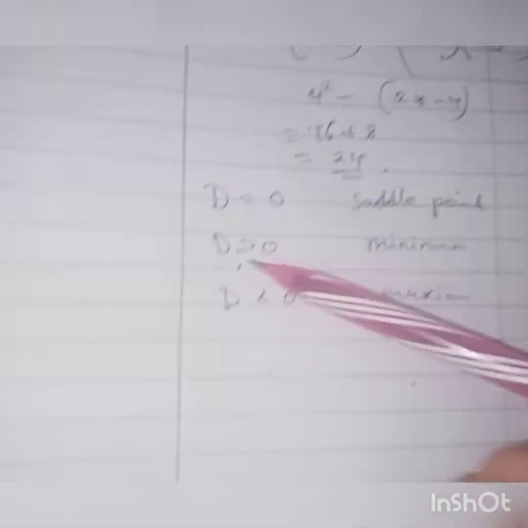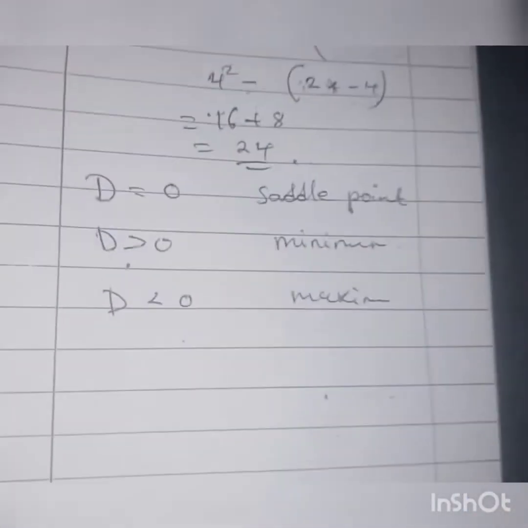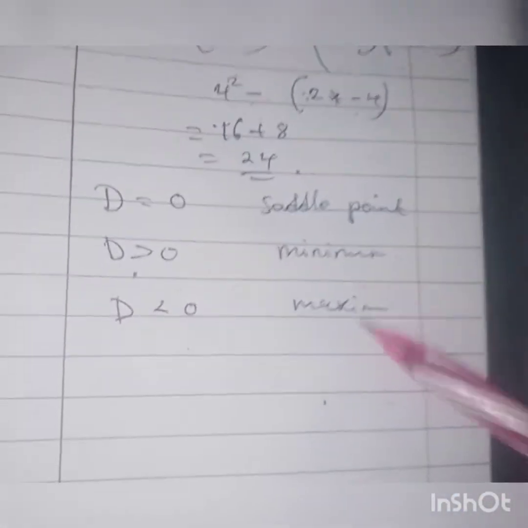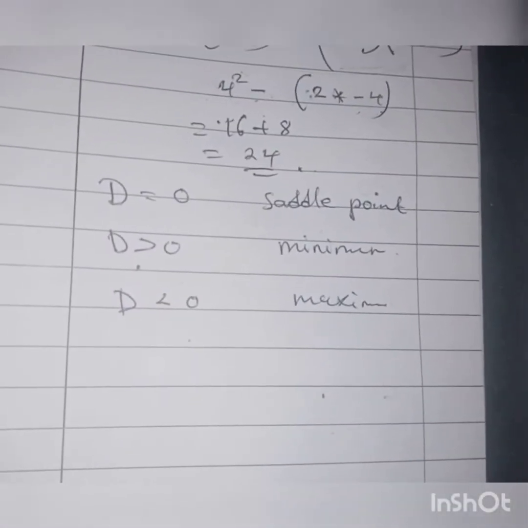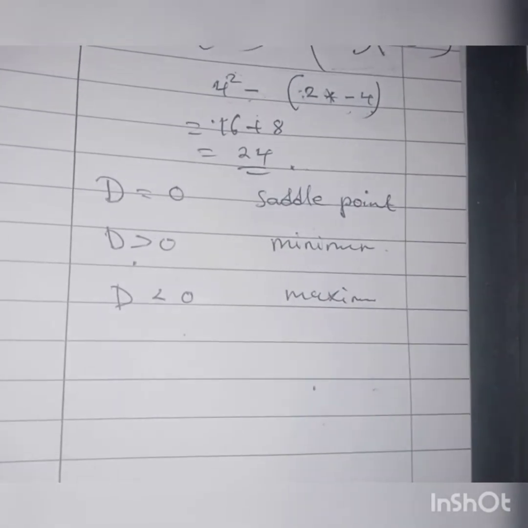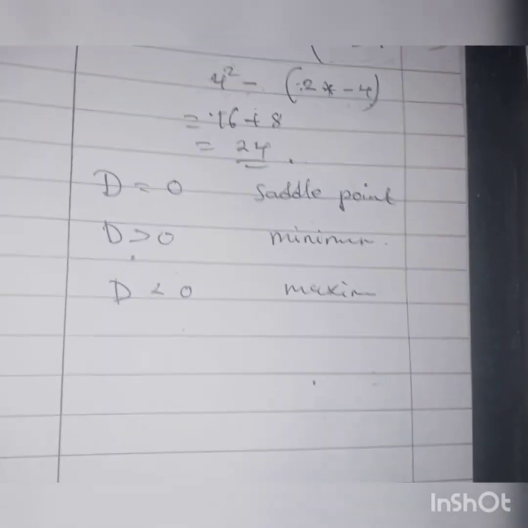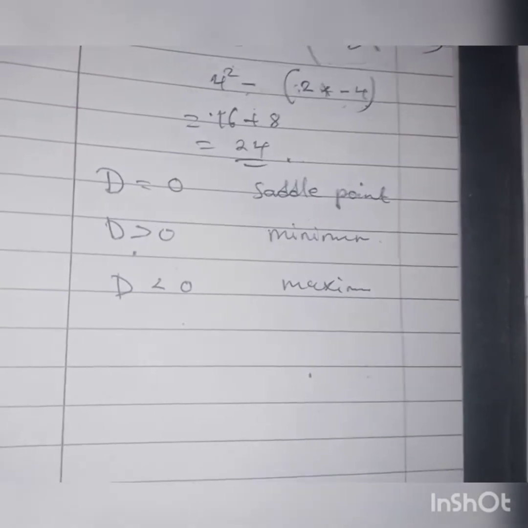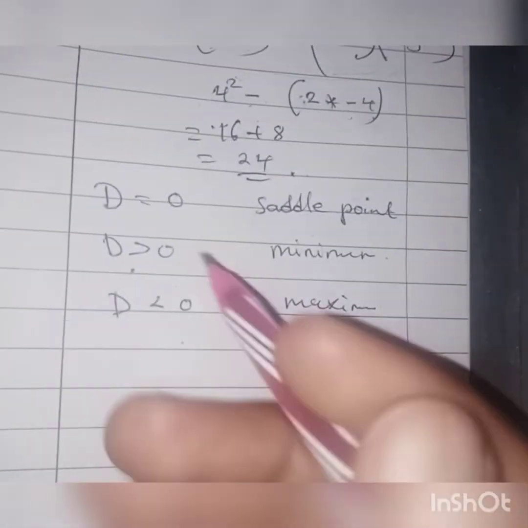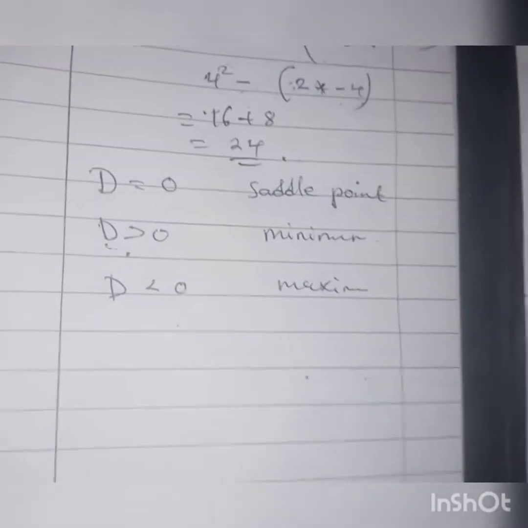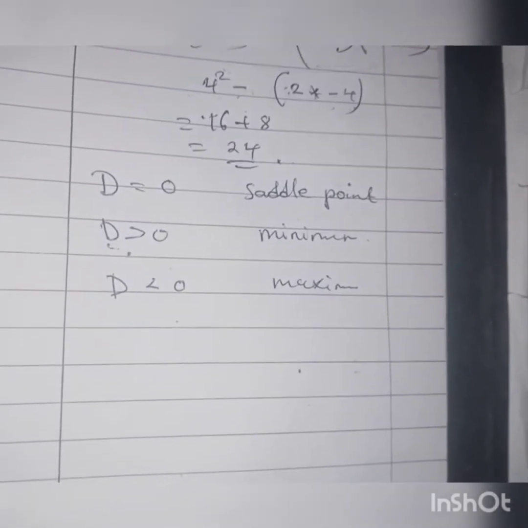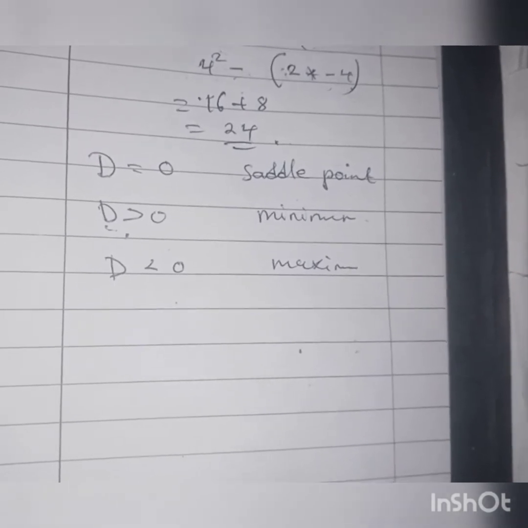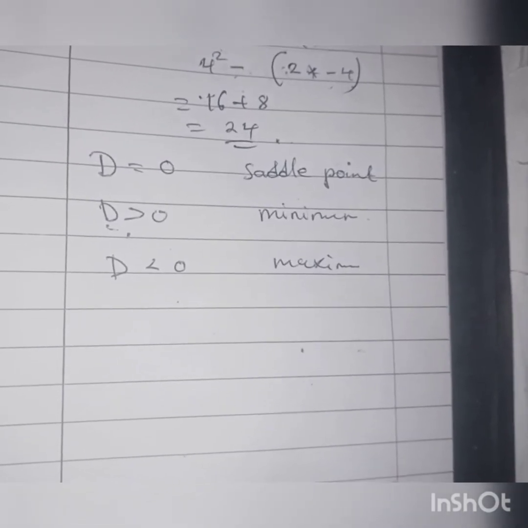Now, to know the nature, we take the difference. When the difference equals 0, we say the function has a saddle point. When D is greater than 0, that is a minimum point. And when D is less than 0, that becomes a maximum point.